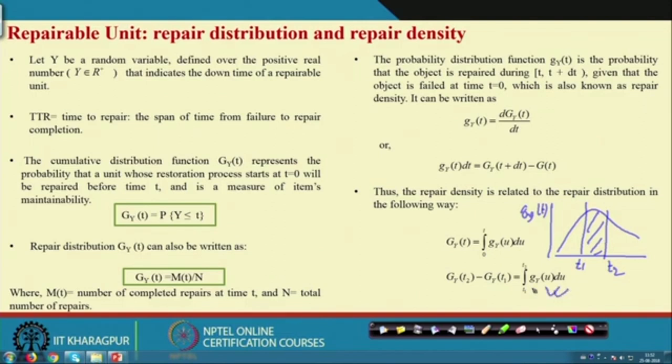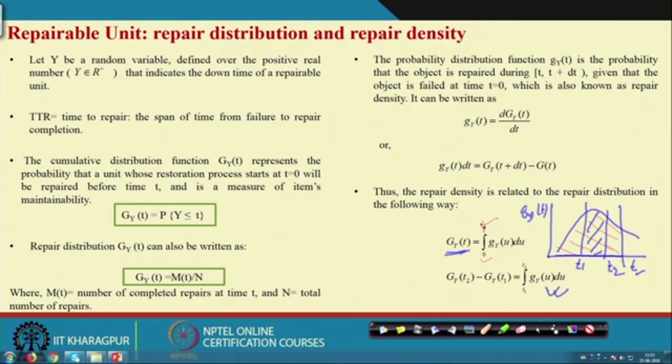Suppose I consider that my t value is this, and I want to know the probability that the component will be repaired within time t. That is nothing but G_r(t), the integration under this equation, the area under the curve from 0 to t. That is what we have seen, the same thing in the failure distribution case.